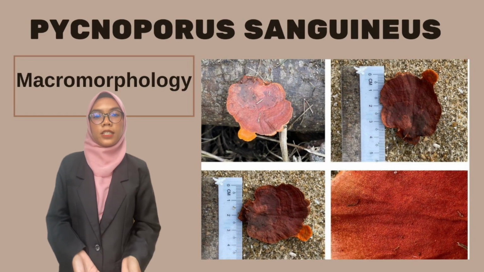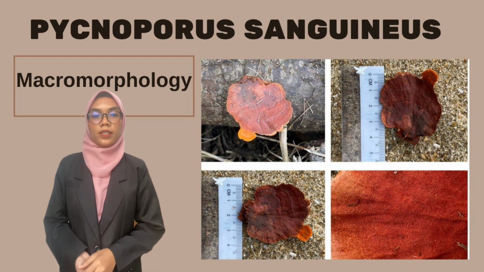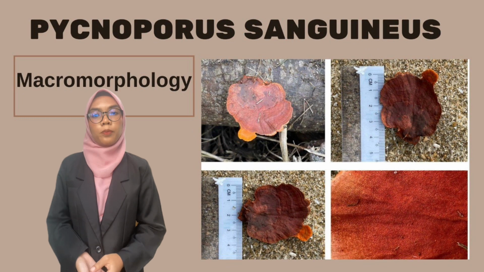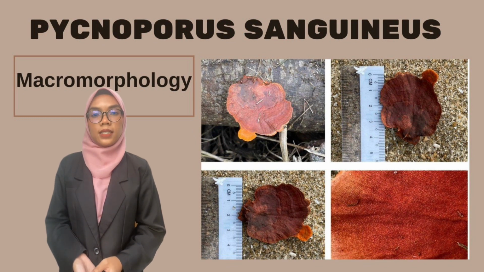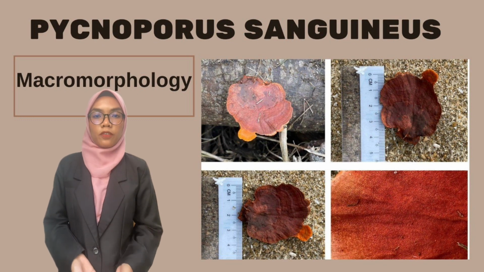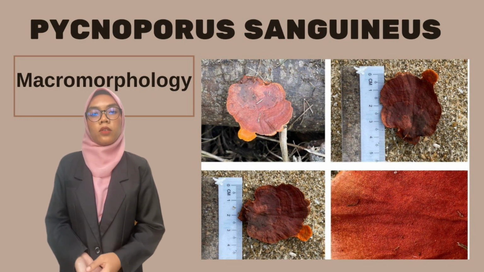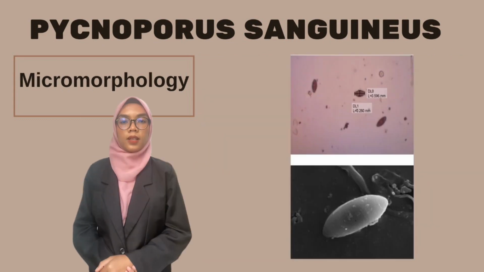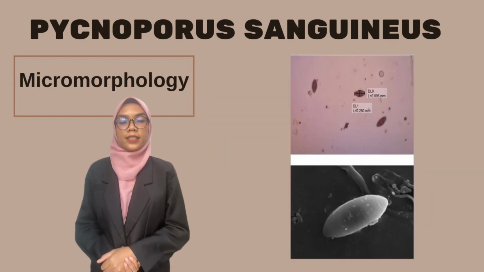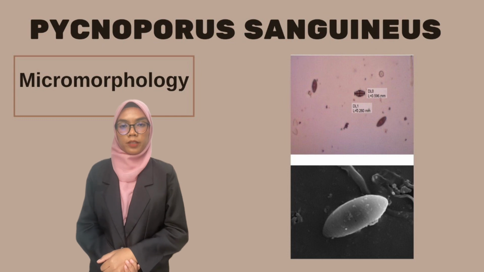This species was suspected Pycnoporus sanguineus. The fruiting body is a bright orange-red color. The pore is reddish-orange in color. The context tube is concolor to the hymenophore. It ranges from tomentose to almost glabrous and possesses concentric zonations. The spore was cylindrical, smooth, and transparent.